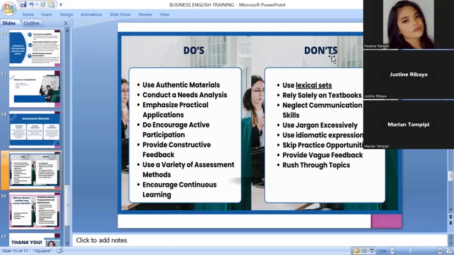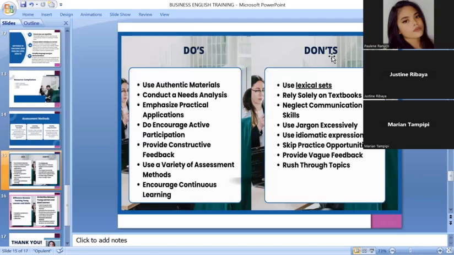Next is variety of assessment methods. We already discussed that a while ago, and encouraging continuous learning. So giving homework in encouraging continuous learning is a must. That is a very good way of making our students learn even when it is not our class time. So those are the things that we need to do.